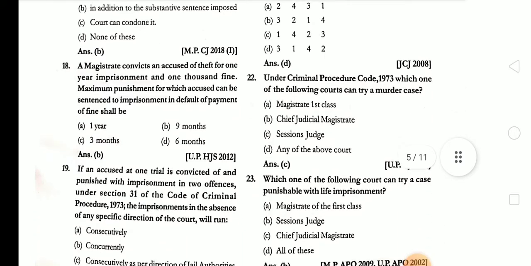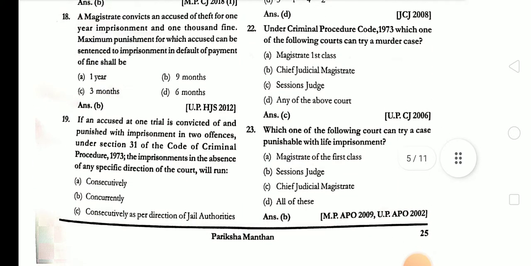Next question is under CRPC: which one of the following courts can try a murder case? Answer is session judge, because in murder cases death is the maximum punishment provided under IPC, and the session judge's jurisdiction to punish is unlimited. It can also grant the death penalty, subject to the confirmation of the High Court.